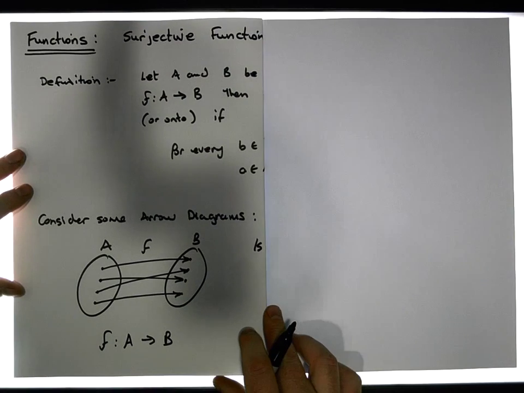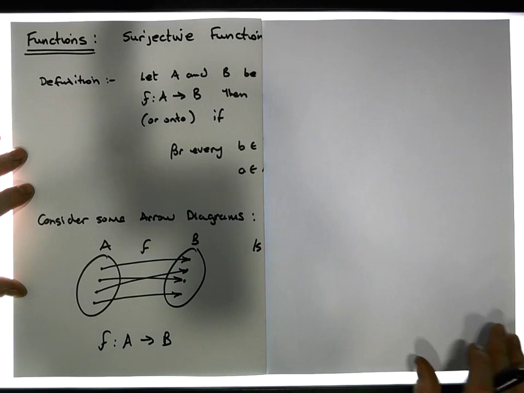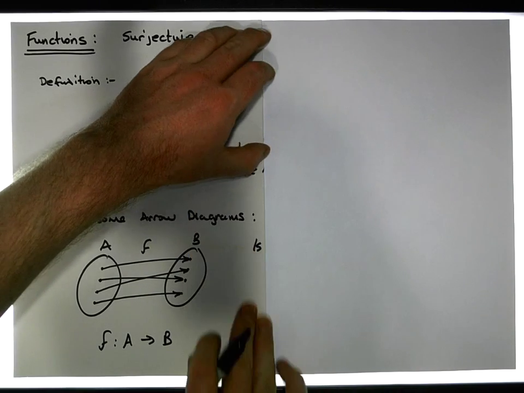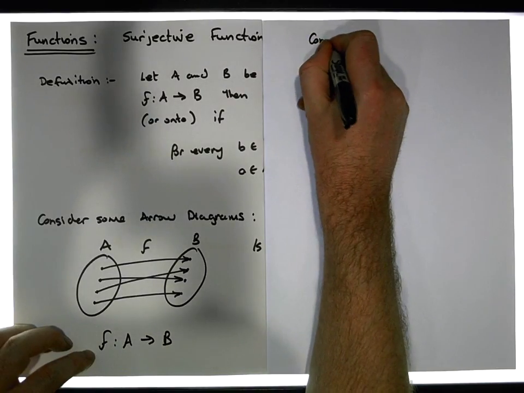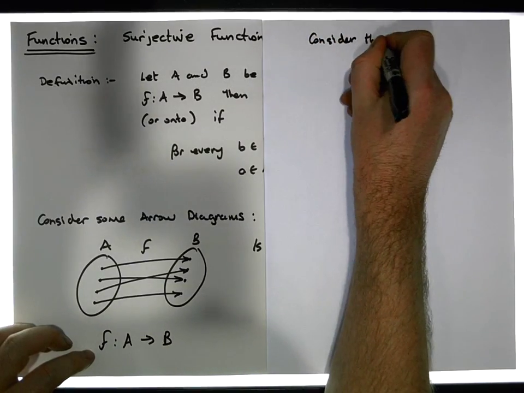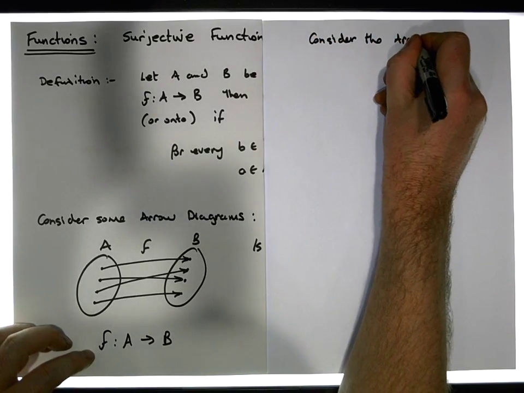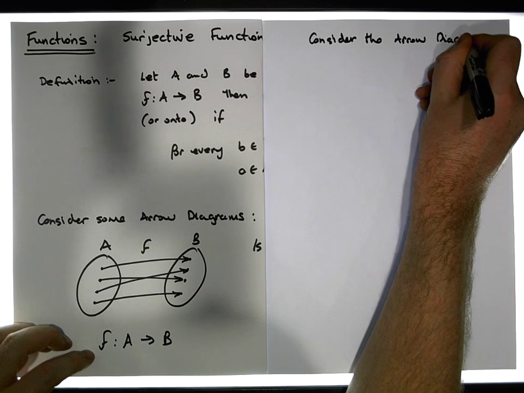The function, and also I'm going to just look at them through arrow diagrams. Later on, we're going to define a function by actually giving an algebraic implementation of it. Okay, so let's have a look at another diagram. So let's consider the arrow diagram. Okay, so we have another arrow diagram.